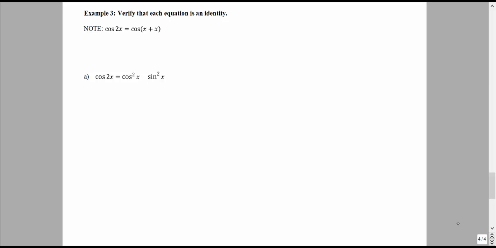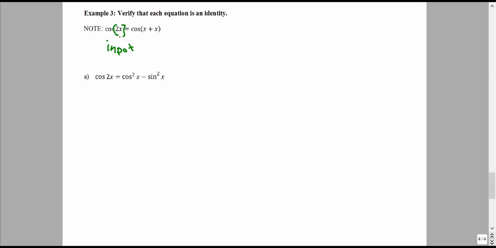Example 3, we want to verify that the equation is an identity. Remember that an identity will be something that is true for any angle. And we have a hint here that tells us that cosine of 2x is equal to cosine of x plus x. So cosine of 2x, this is what we would call a double angle, and it is the input for the cosine function.